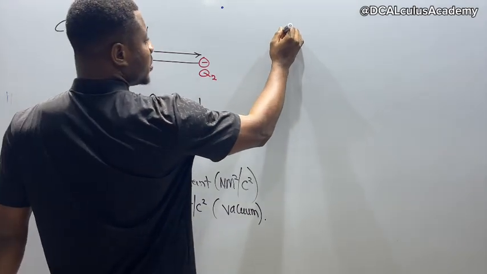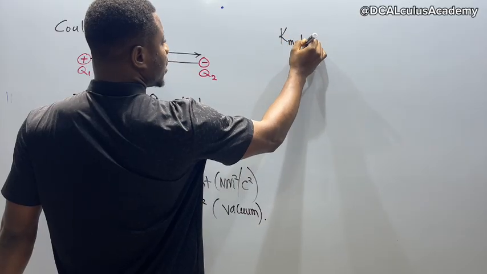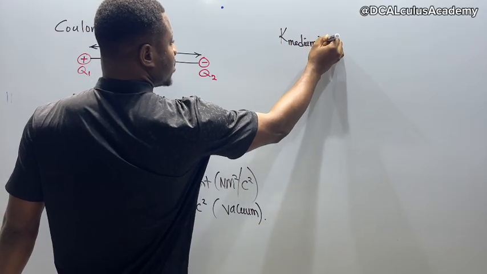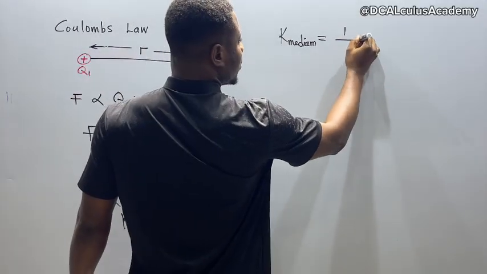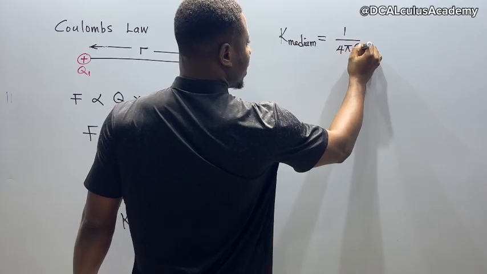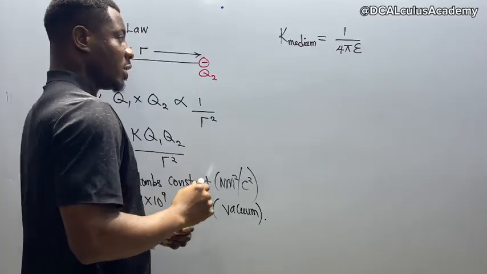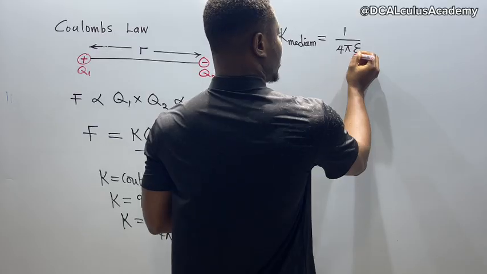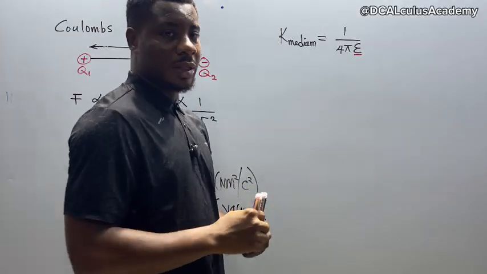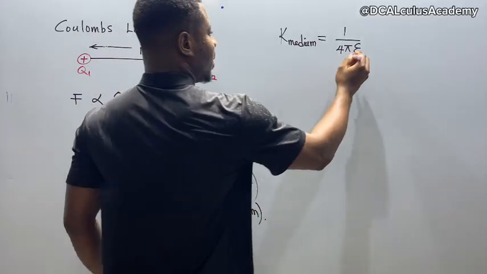Now, K for a medium should be 1 over 4 pi epsilon. Now, what does epsilon mean? What does this mean? This is called permittivity.